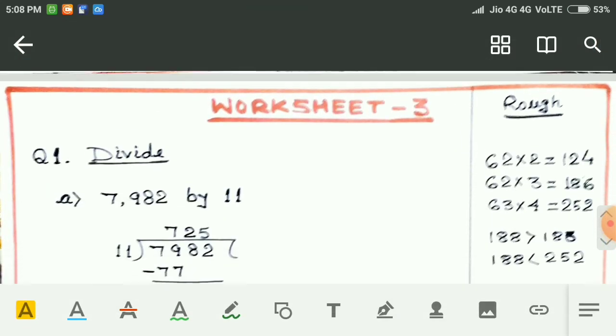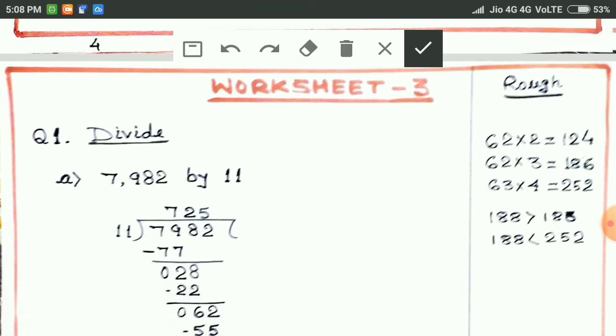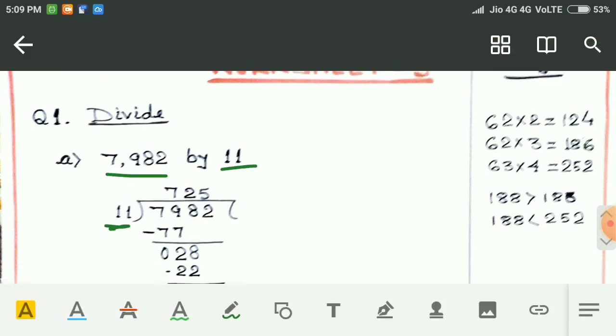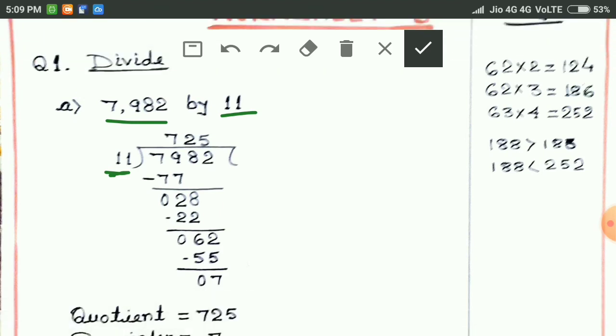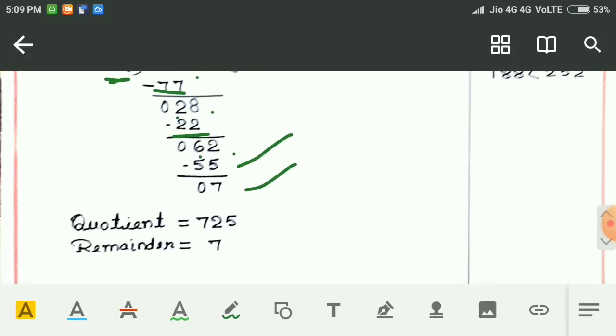Then worksheet 3. In worksheet 3, we have to divide 4-digit numbers by 2-digit numbers. 11 and 7982. How can we divide it? First, you have to see that 11 7s are 77. We write here 2. After subtracting, we write here 8. 11 2s are 22. Then 6 and 2. 11 5s are 55. And we get 7 as our remainder.